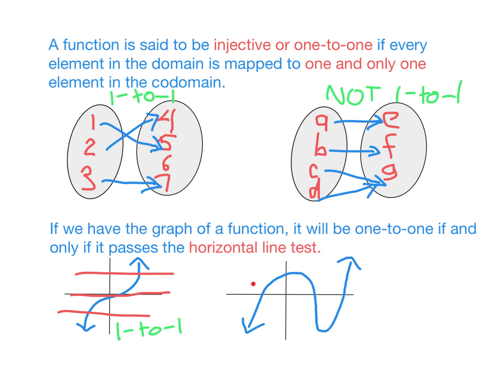On the other hand, if I look at this function here, it's very clearly possible that I can draw horizontal lines that hit the graph more than once. This first line hit the graph, in fact, 3 times. So it's not one-to-one. That's what the horizontal line checks. It checks, is there a y value that is mapped to by more than one x value?